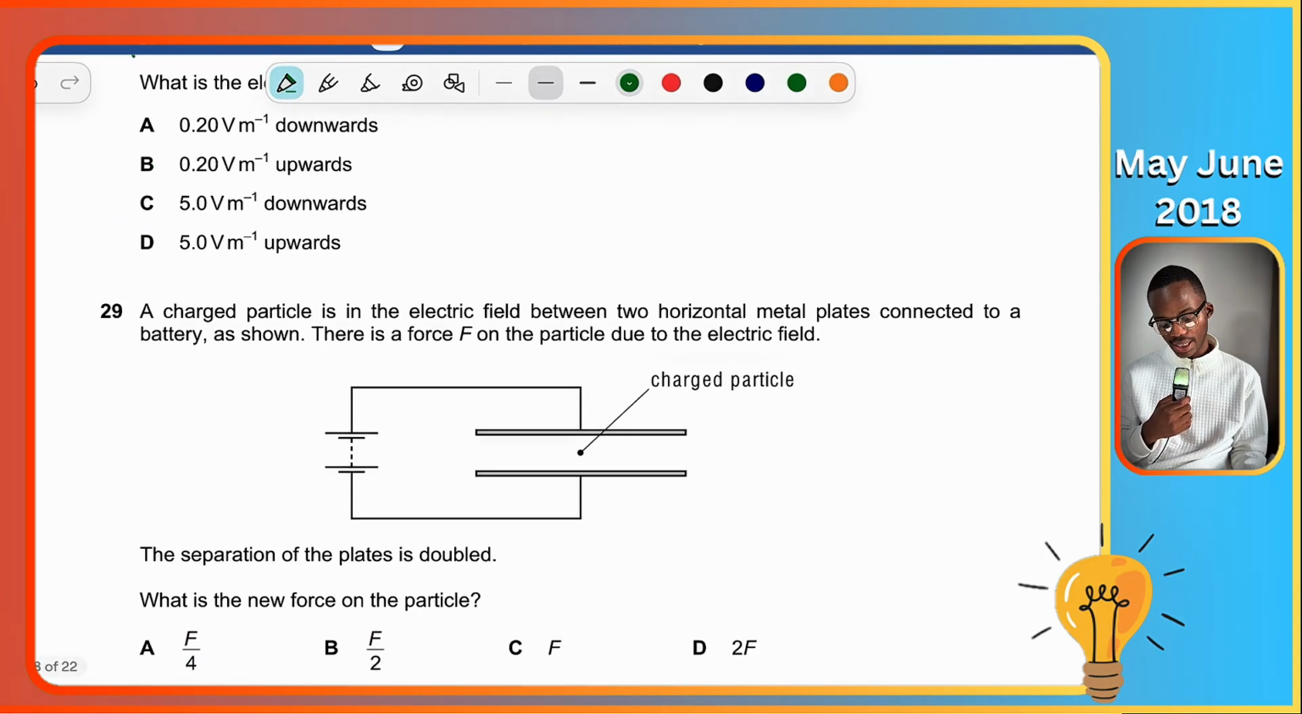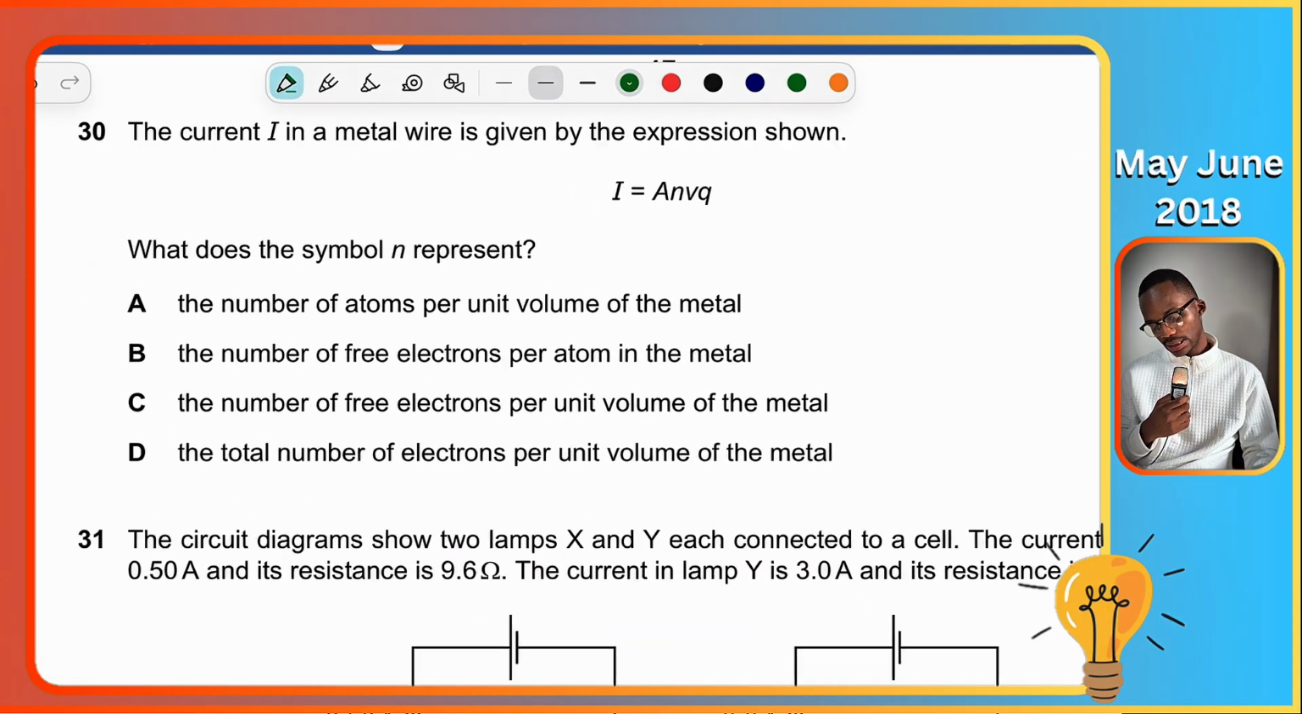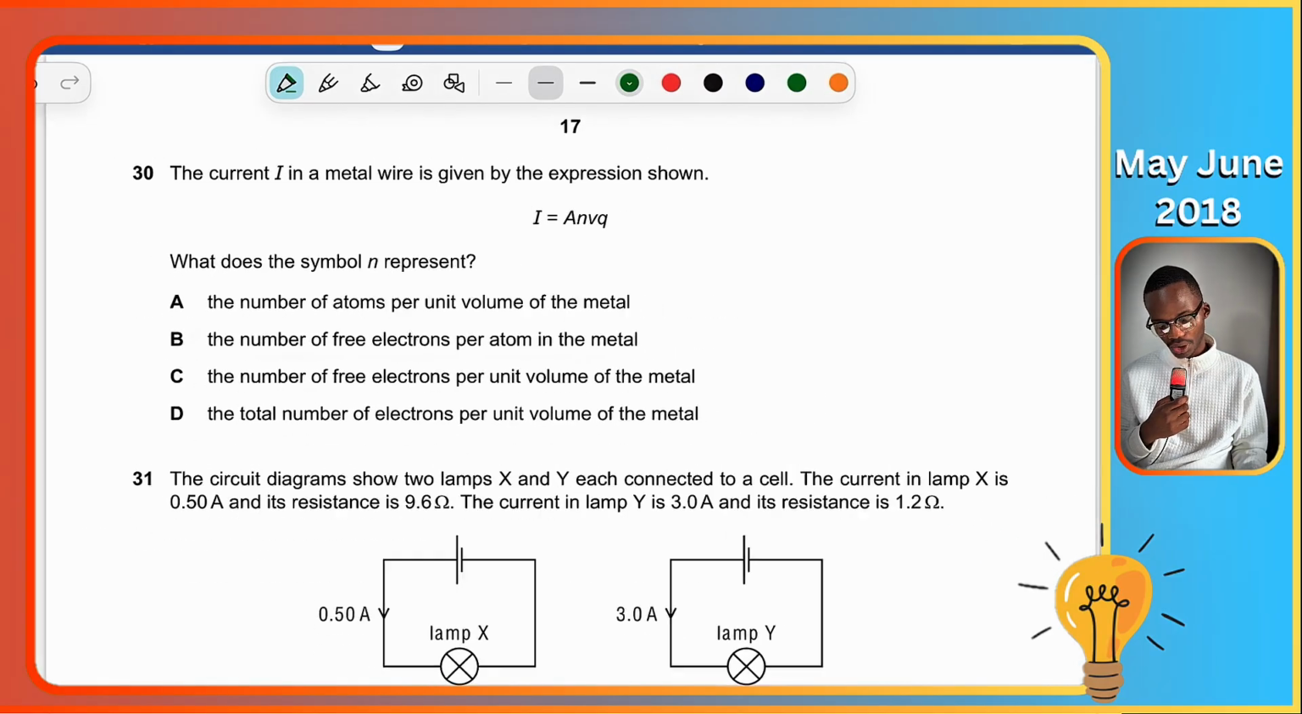Question 28 is electric fields. We don't do that, so we won't answer that. Question 29 is electric fields again, so we won't do that because you don't need to know that, for your syllabus at least.